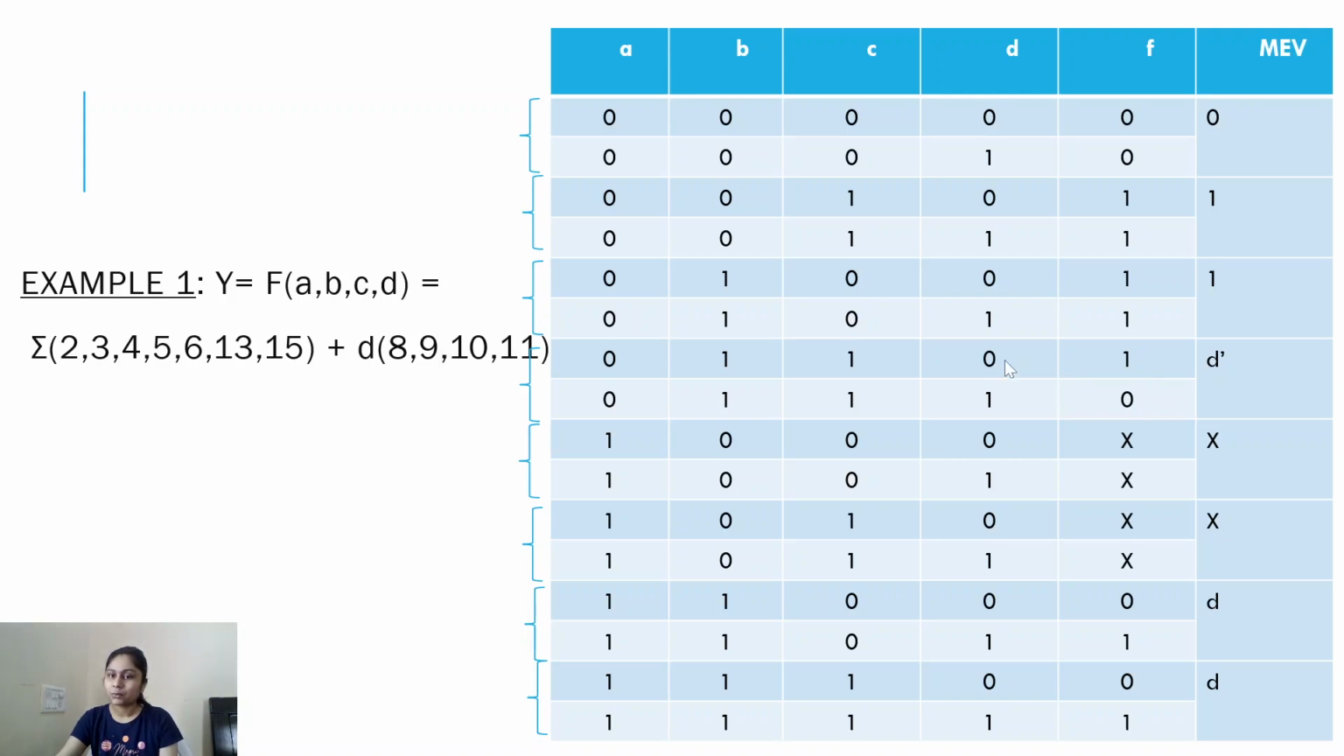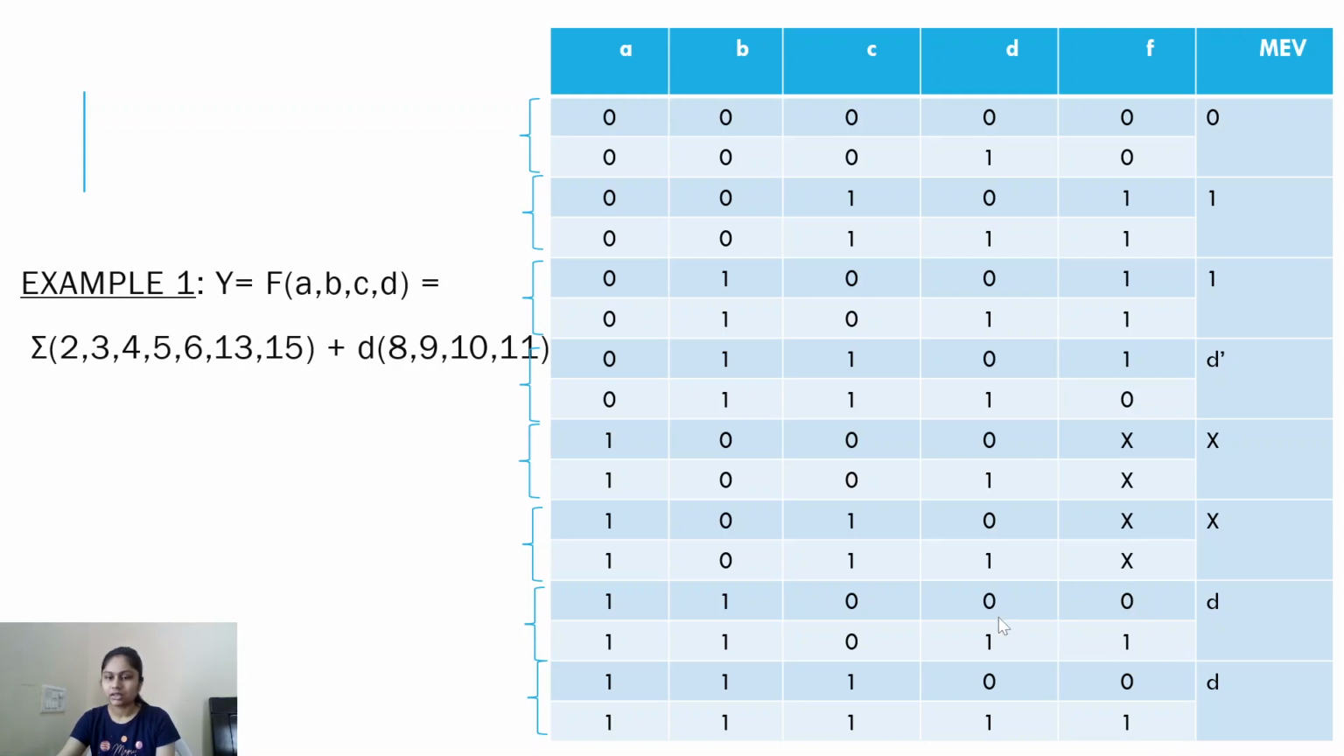Next we have function as 0, 1 and 0. Here we can observe that when d is 0, our function is 1 and when d is 1, our function is 0. So we can write the map entered variable to be d complement since the function is the complement of the value of d. Next we have two don't care terms. This means that irrespective of the value of d, our function is going to be don't care. So this gives us the map entered variable to be don't care. Next we have don't care and don't care, which again gives us the map entered variable to be don't care.